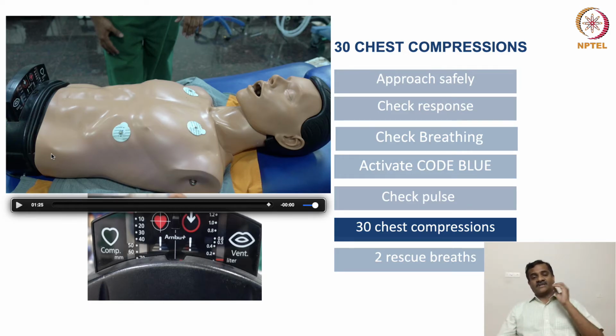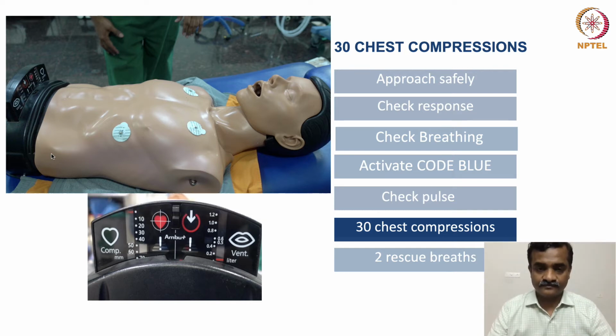So center of the chest, depth of 5 to 6 centimeters, at the rate of 100 to 120 compressions per minute. But after 30 compressions, you give 2 rescue breaths. So you continue, 30 is to 2.